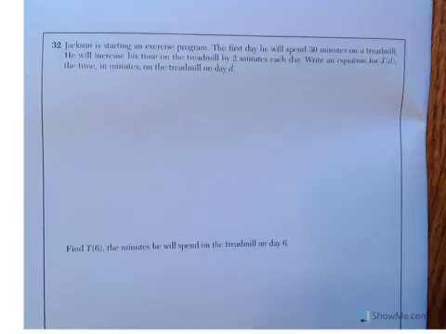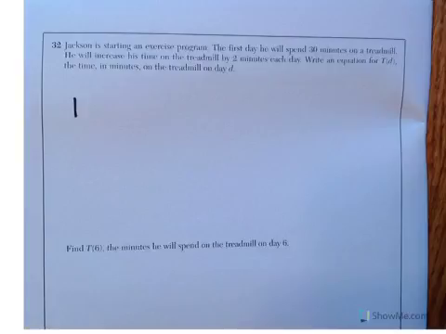Here's August 2015, questions 32 to 37. Number 32, Jackson is starting an exercise program. The first day, he will spend 30 minutes on a treadmill. He will increase his time on the treadmill by 2 minutes each day. Write an equation for T of D, the time in minutes on the treadmill on day D.